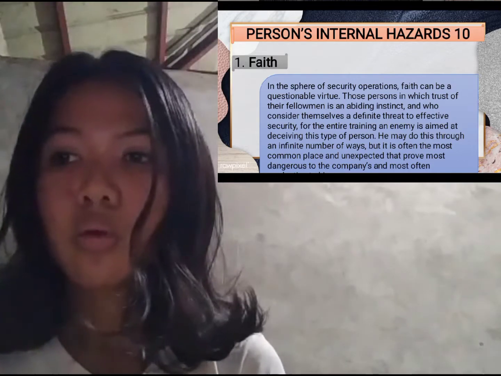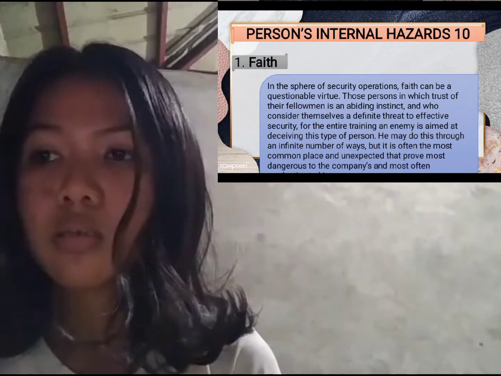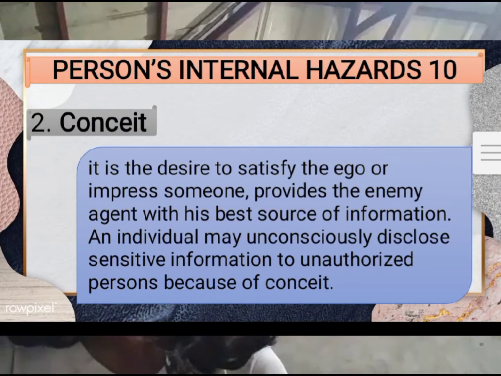Number 2. Consent. It is the desire to satisfy one's ego or impress someone, which provides the enemy with his best source of information. An individual may consequently disclose sensitive information to unauthorized persons because of consent.